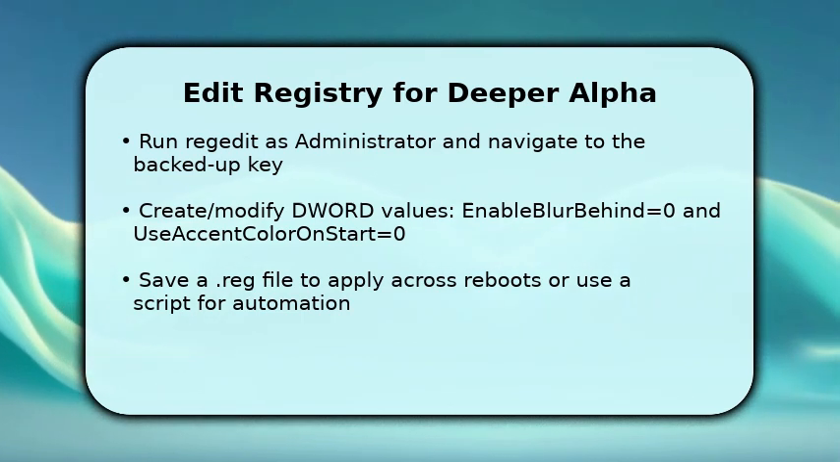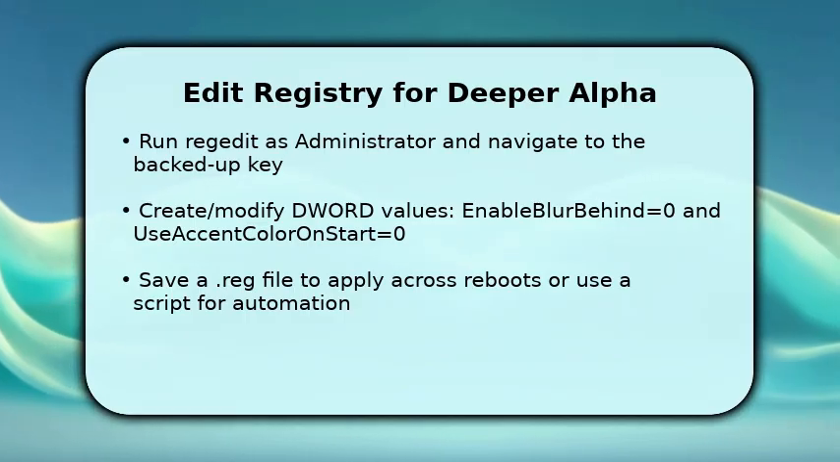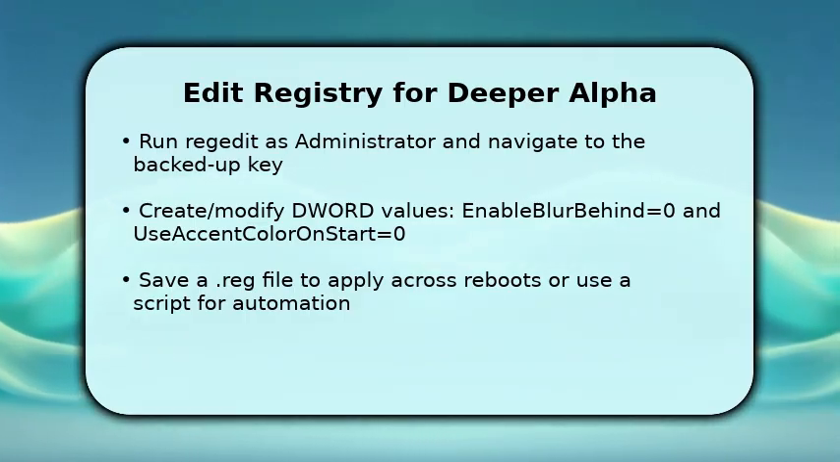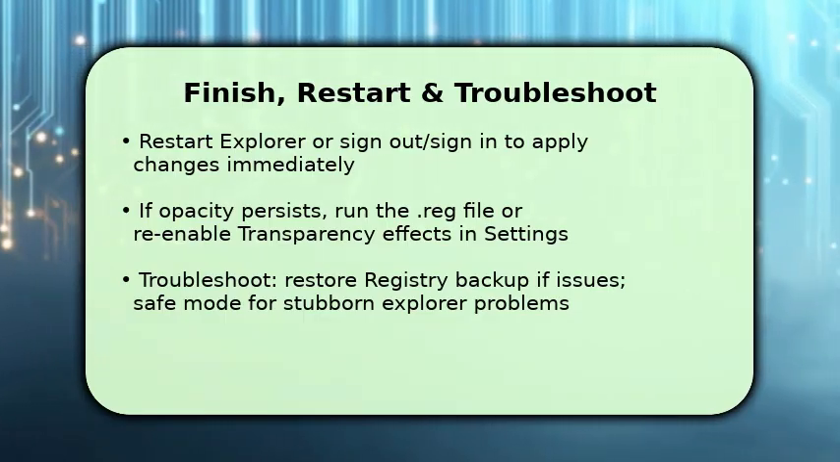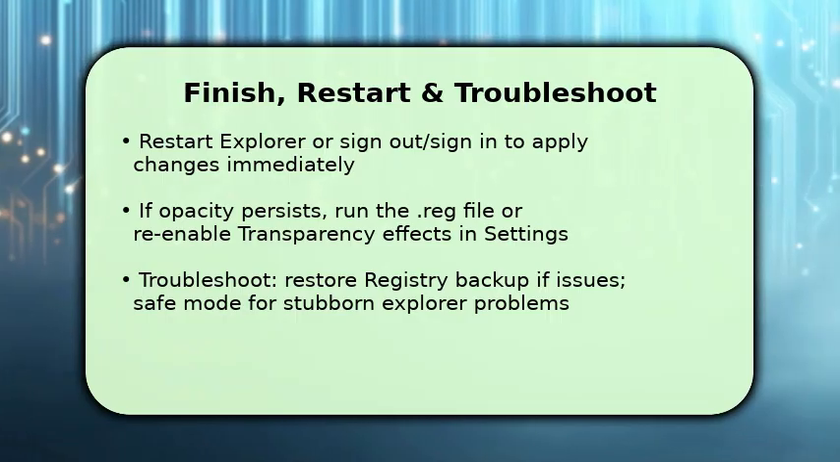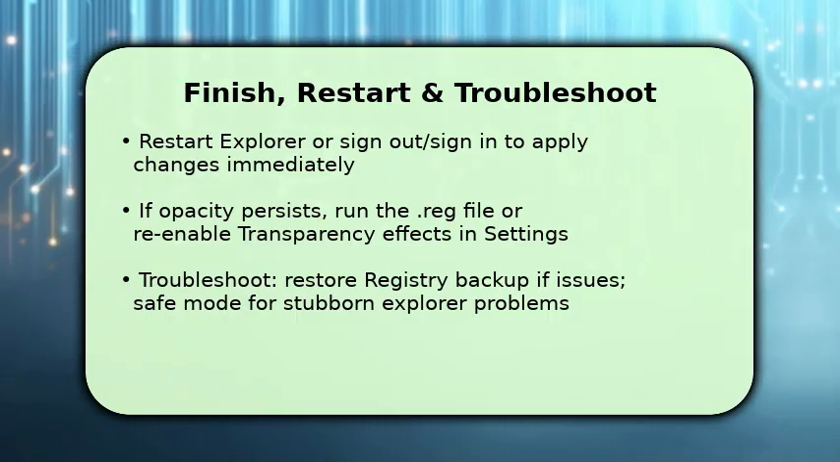You do this because Windows layers a blur and tint. Removing those flags yields clearer transparency. You finish by applying changes and verifying results. Restart Explorer via Task Manager or sign out and back in so the registry flags take effect.